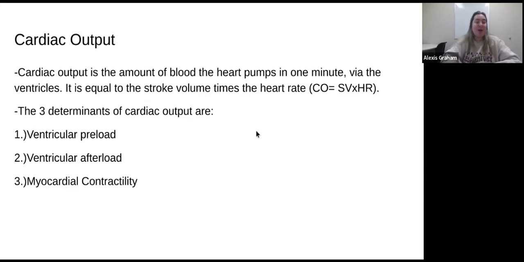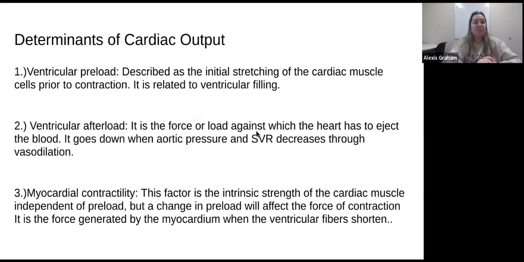Next, we're going to talk about cardiac output. This is the amount of blood the heart pumps in 1 minute via the ventricles. This is equal to the stroke volume times heart rate, which is SV times HR. That's the equation for cardiac output. There are three things that determine cardiac output, which are ventricular preload, afterload, and myocardial contractility. I know we just talked a little bit about preload and afterload, and we'll talk a little more about them.